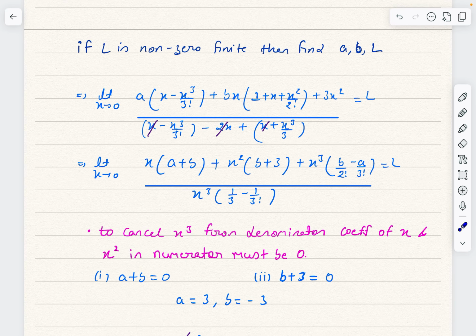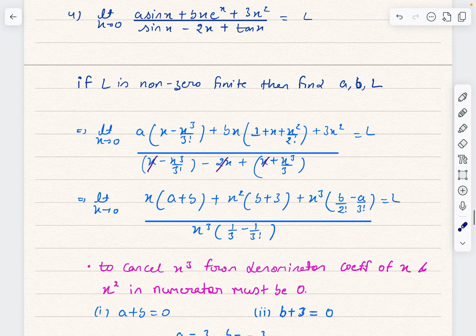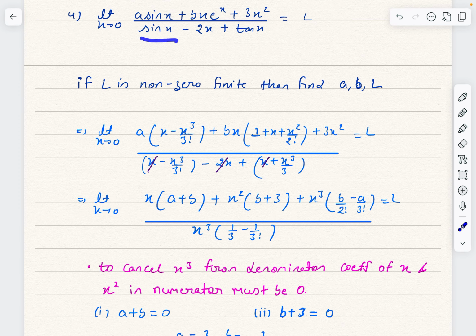First of all, we just use expansion here. In the denominator we'll have sin x, which is x minus x cubed by 3 factorial, minus 2x, and tan x will be x plus x cubed by 3 factorial. We will see that x and 2x get cancelled out. So in the denominator, the minimum power of x will be cube: x cube into 1 by 3 minus 1 by 3 factorial. Next terms will be x power 5 and so on.